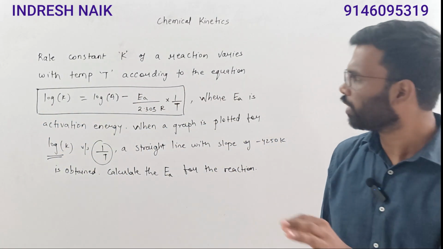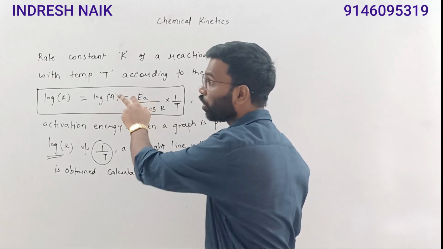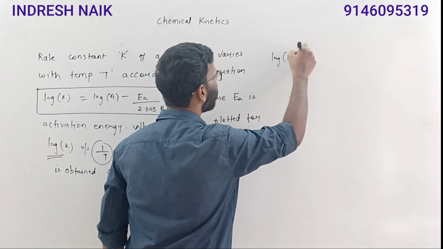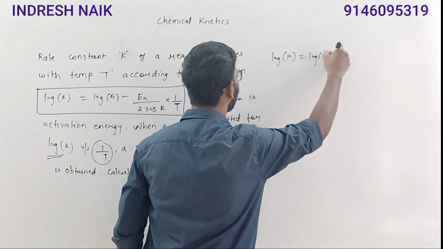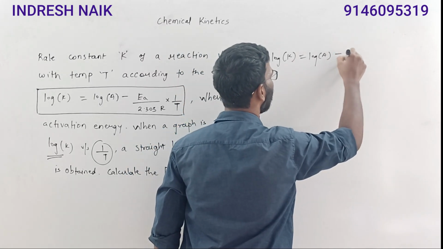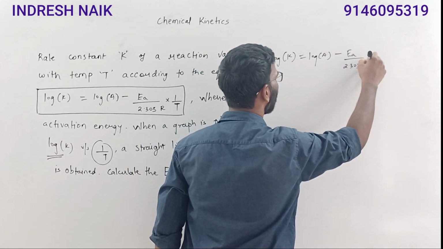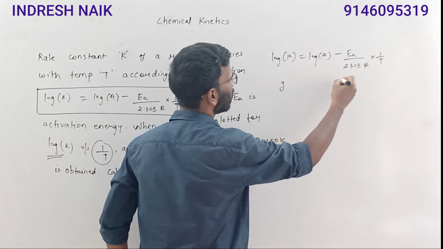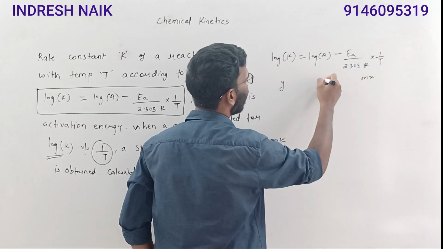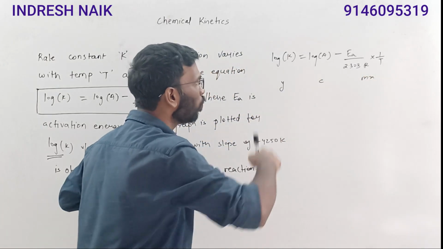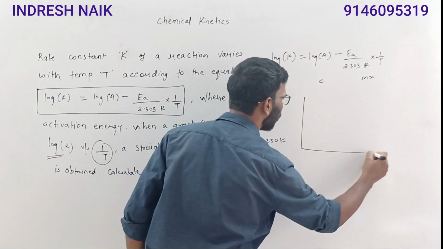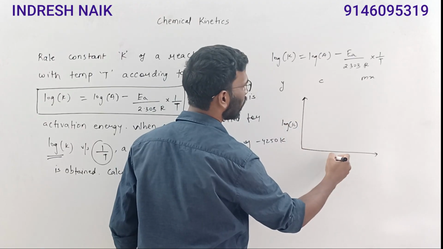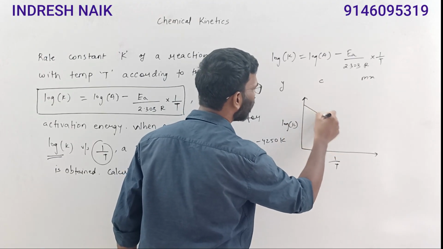See, what we have to do is relate this equation with the equation of a straight line. What is the equation given? Equation given is log of K is equal to log of A minus EA upon 2.303 R into 1 by T, right? So this is my y-axis, this is my mx, and this C is the intercept. Whenever you plot this equation, it is this way. This is log of K axis, this is 1 by T, and the graph is this way.